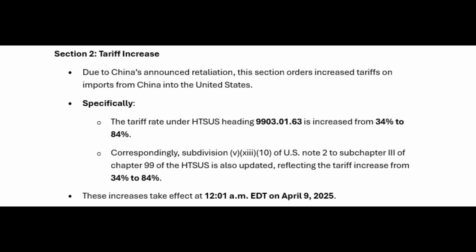Section 2. Tariff increase. Due to China's announced retaliation, this section orders increased tariffs on imports from China into the United States. Specifically, the tariff rate under HTSUS heading 9903.01.63 is increased from 34% to 84%. Correspondingly, Subdivision V, Subdivision (x) of U.S. Note 2 to Subchapter 3 of Chapter 99 of the HTSUS is also updated, reflecting the tariff increase from 34% to 84%. These increases take effect at 12:01 a.m. Eastern Daylight Time on April 9, 2025.